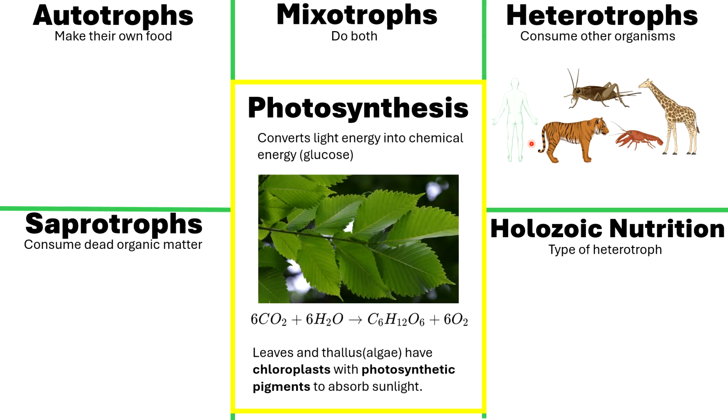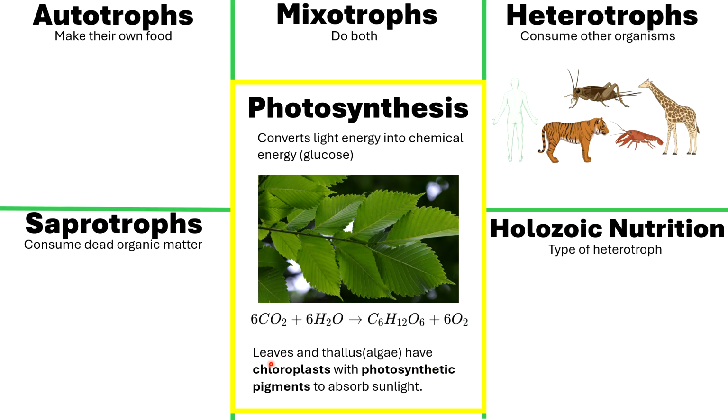Starting with autotrophs, the main example is the photosynthesis of plants. This is where they convert light energy from the sun into chemical energy, glucose. We'll see the formula here. This right here is going to be the glucose, and they also release the oxygen that we need for aerobic respiration.